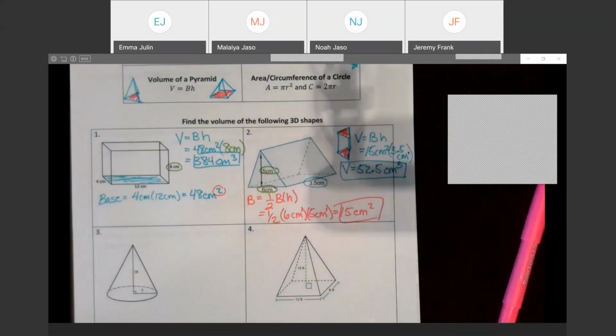Just like that. We have a couple more volume problems we're going to go over, and then we're going to hop into word problems because those will come up on your test.